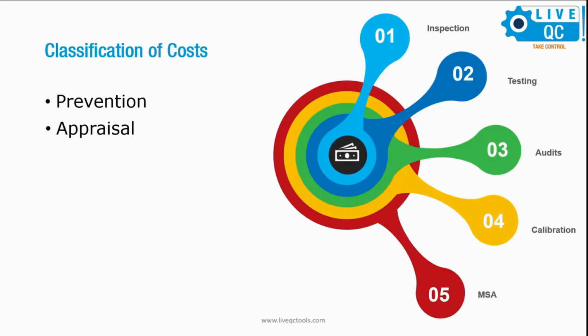The next one is the appraisal cost. Appraisal cost means inspection. It's not the salary appraisal, it's the appraisal on the system for quality with regard to inspection, testing, audits, calibration, MSA. These also cost money, right? In terms of effort, in terms of resources that we are putting together. These are the second classification of costs.